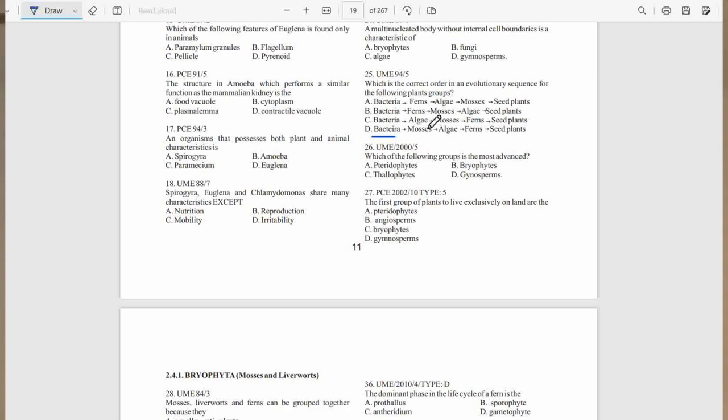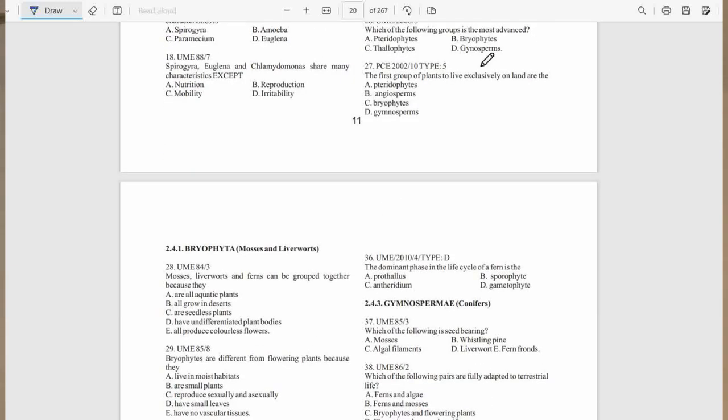Then you move on to the next one, thallophyte, of which algae is an example. Then bryophyte, which is moss. Then pteridophyte, which is the fern, and then you go to the seed plant, which is the spermatophyte. It could be gymnosperm or angiosperm. So for this question, the right answer would be option C.